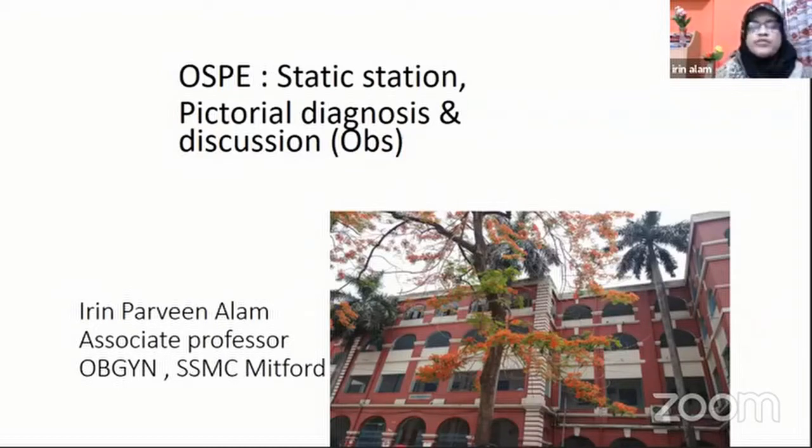In static station, there may be some pictures: a picture of some instrument or drug or any other things such as a specimen, or any patient's picture can be given. Anything can be given in static station, so it is very important for your exam. Today I'll show you some pictures and discuss some stations, but you have to read a lot from your book for your preparedness. So we start.